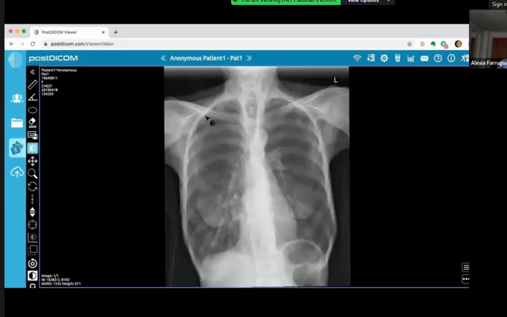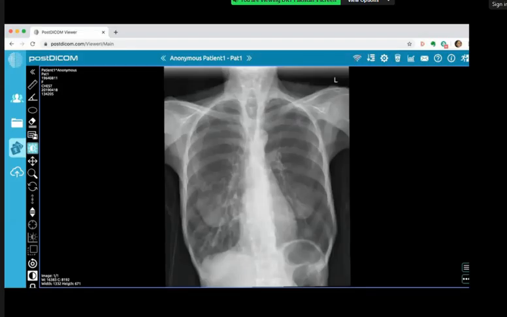So we started with a chest X-ray, cough and anorexia. Okay, so frontal chest radiograph of an adult patient. I can see there's hyperexpansion of both lungs with flattening of the diaphragm, which would be in keeping with emphysematous changes to the lungs.